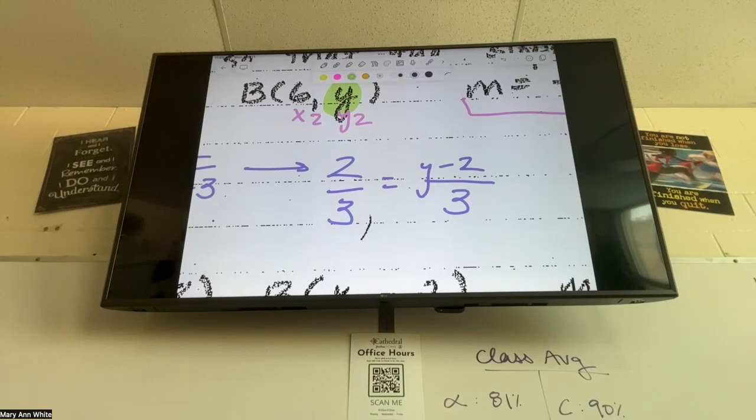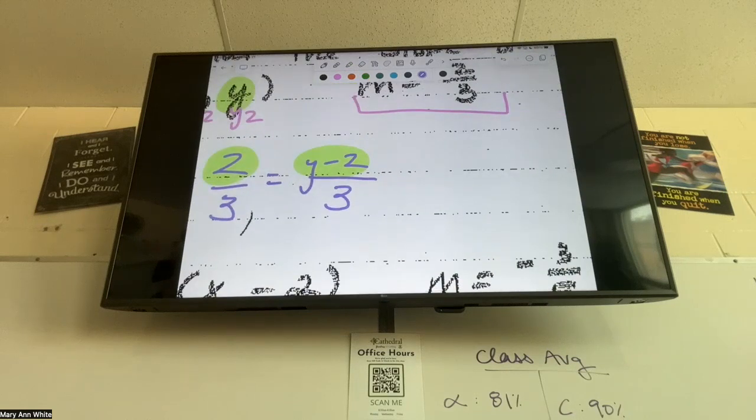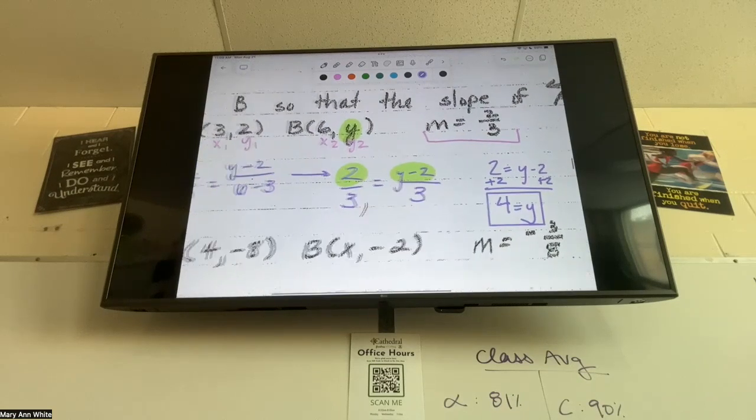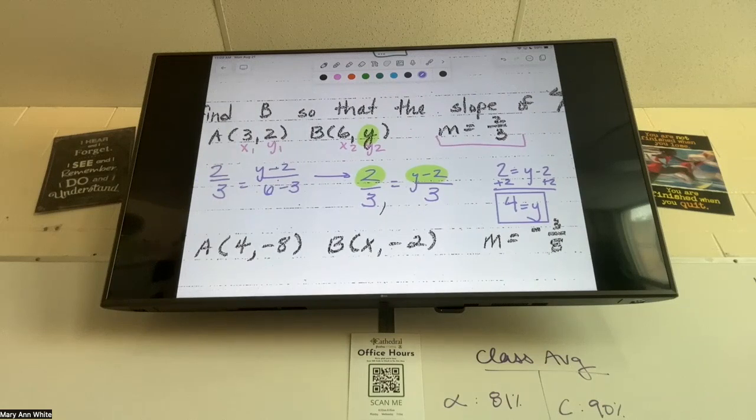However, does anyone notice anything? A faster way maybe I could solve this? Set the top equal to each other. Why am I allowed to do that, Sophia? The same denominator. If they both are 3 in the denominator, then the 2 on top, both must be 2. The numerators both must equal each other. That was really hard for me to say. So I'm just going to set 2 equal to y minus 2, and then we can solve. Add 2 to both sides. Y is equal to 4. So that means in order to get a slope of 2/3, my point B must be (6, 4). That's what we're getting at there.